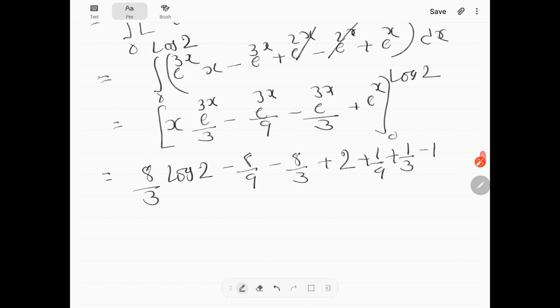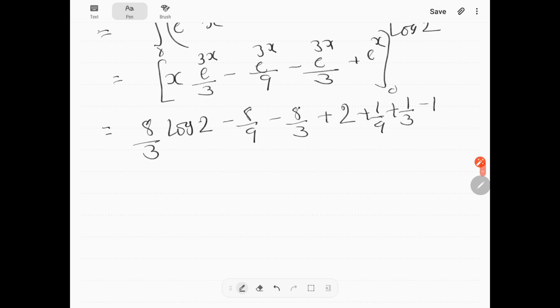If I simplify, this minus 8 by 9 plus 1 by 9 will be minus 7 by 9. Minus 8 by 3 plus 1 by 3, that is minus 7 by 3. 2 minus 1 will be plus 1.